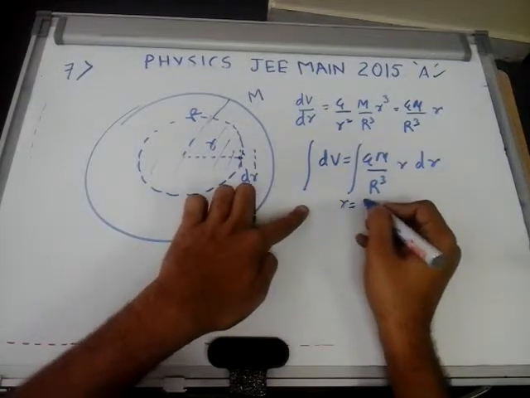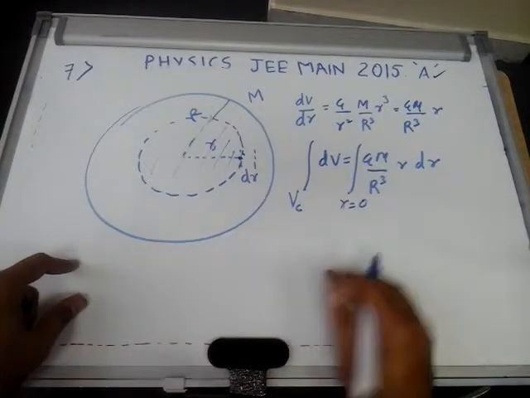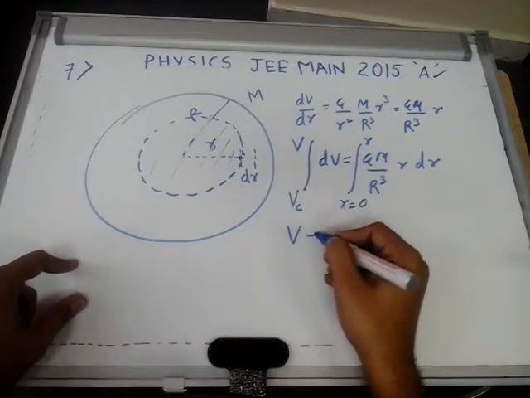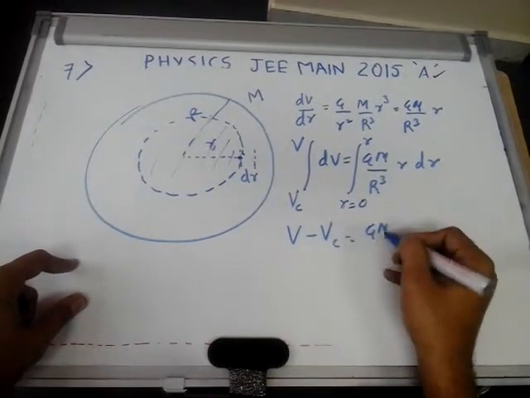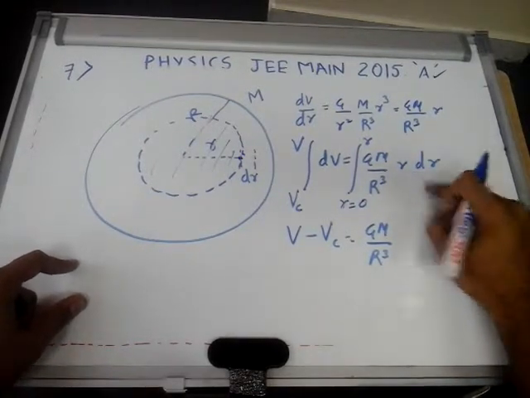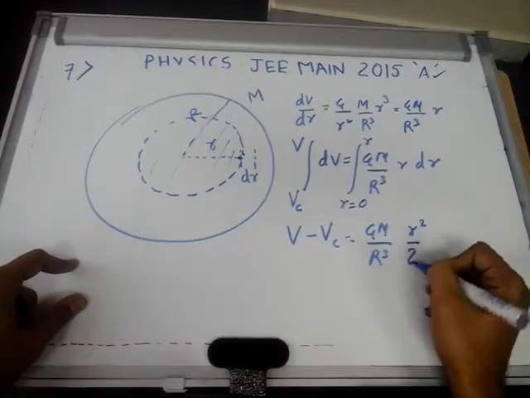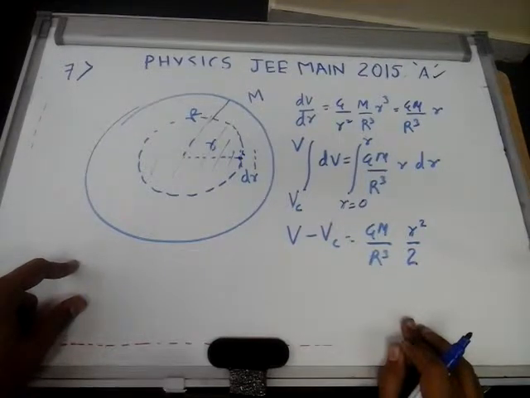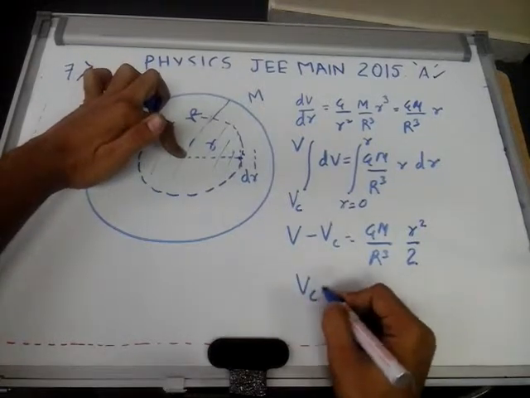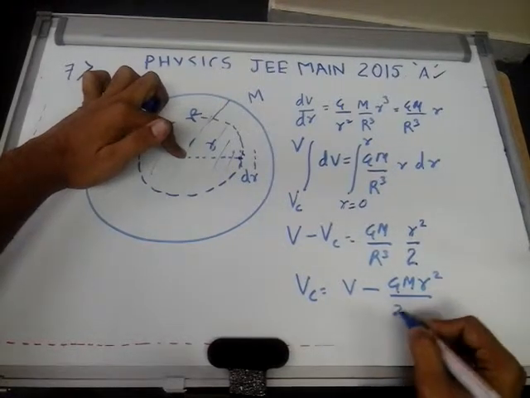At the center small r is 0 and potential is say Vc, and at any distance r, potential is say V. So I can write V minus Vc is equal to GM by R cube. Now r dr integration is r square by 2. If you put the limits 0 to r, then I will get r square by 2. Now suppose I want to find potential at the center. So Vc is V minus GM r square by 2R cube.